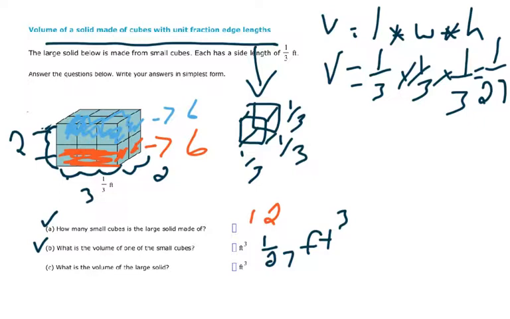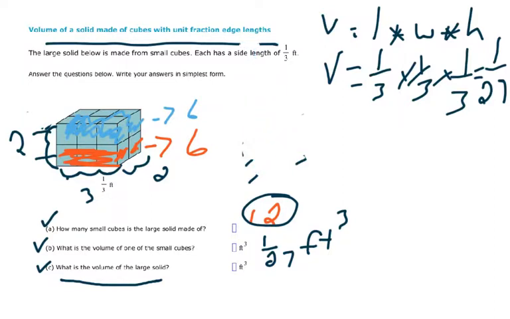Kind of makes sense. Now the last question, what is the volume of the large solid? Well, one method that we can do with that is, since the large solid has 12 cubes, and each one of them is 1/27th of a cubic foot, I'll give ourselves a little room here. So we have 12 cubes times 1/27th. Hopefully you remember from our multiplication, we don't flip anything here, but we can make 12 over 1.